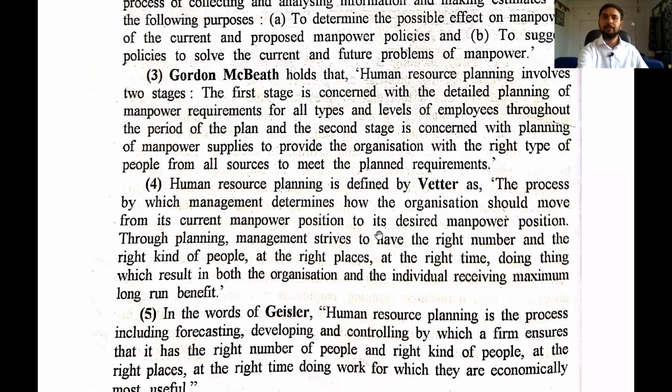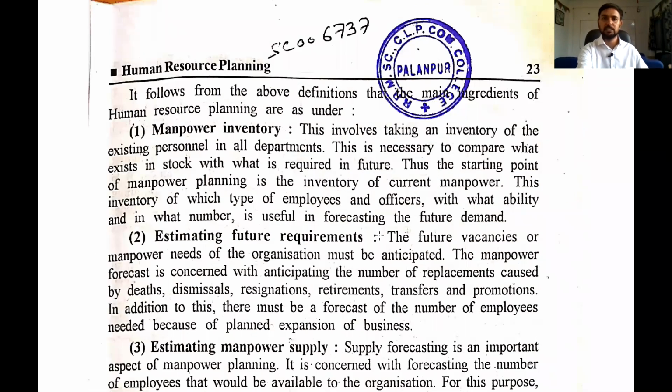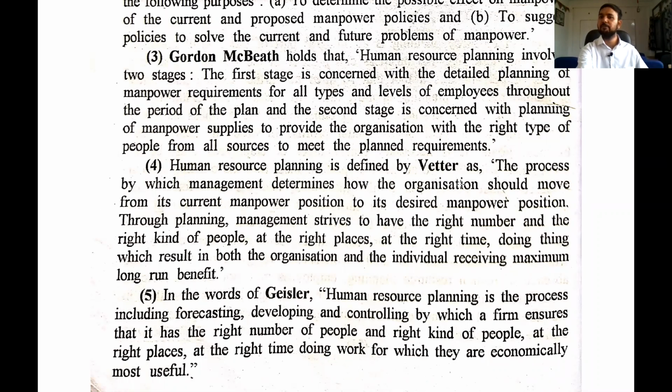And the fourth definition we have on the screen is, human resource planning as defined by Walter. Now, what does Walter say about human resource planning? It is a process by which management determines how the organization should move from its current manpower position to its desired manpower position. Through planning, management strives to have the right number and the right kind of people at the right place at the right time, doing things which result in both the organization and the individual receiving maximum long run benefit. So guys, this is also one of the important definitions of human resource planning.